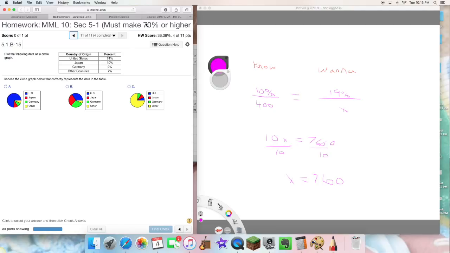So that's pretty much about it. Actually, that is it for this section. So we've covered percent change, how to do percent increase, decrease, and how to read some graphs.